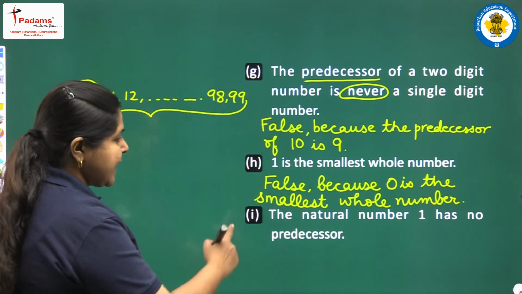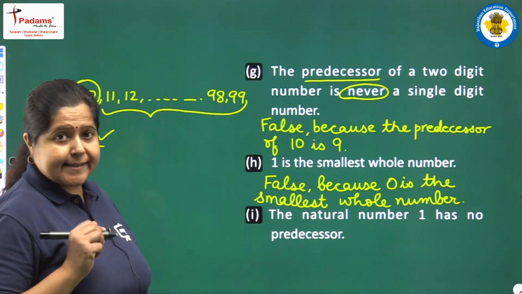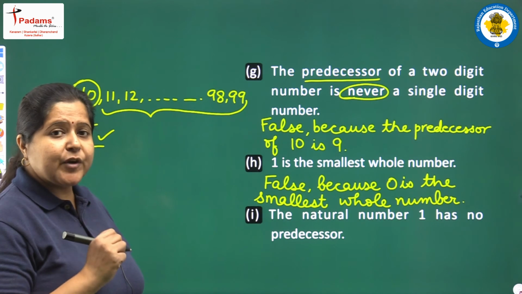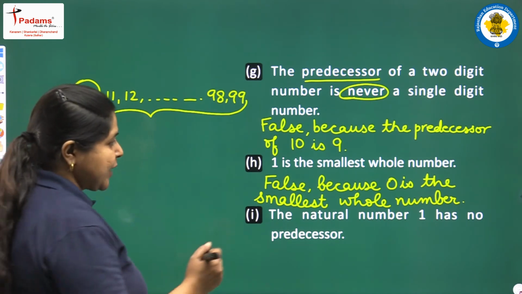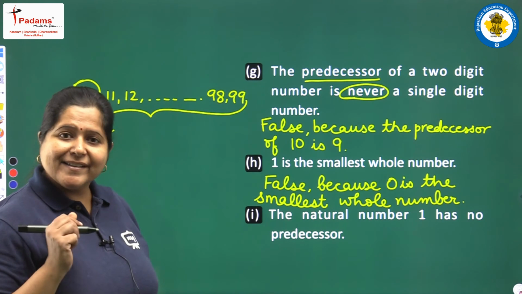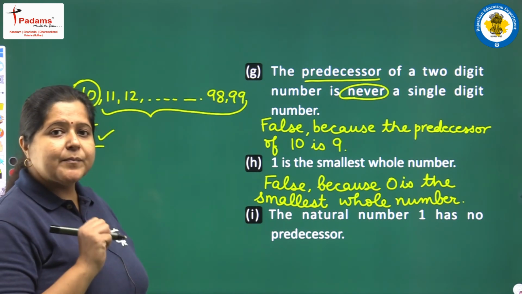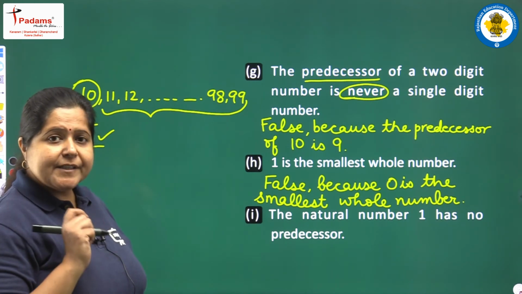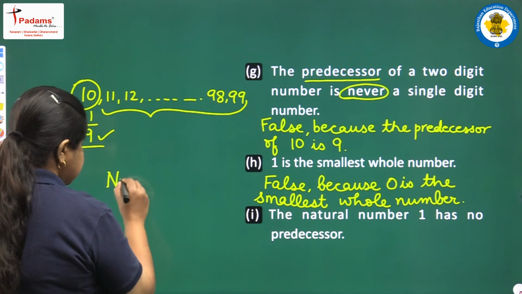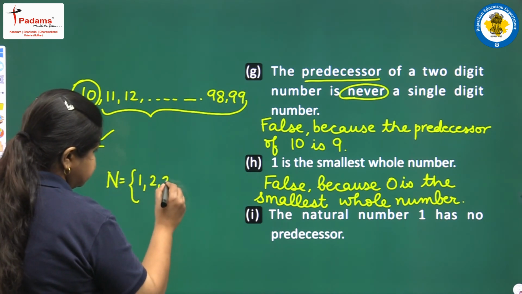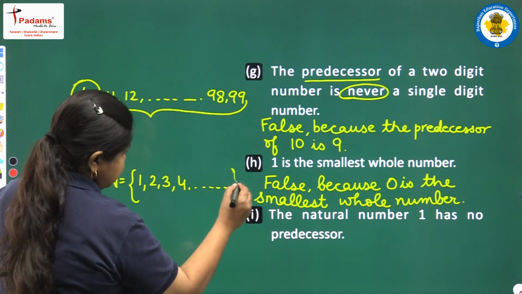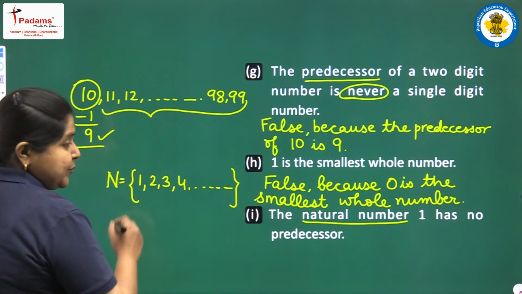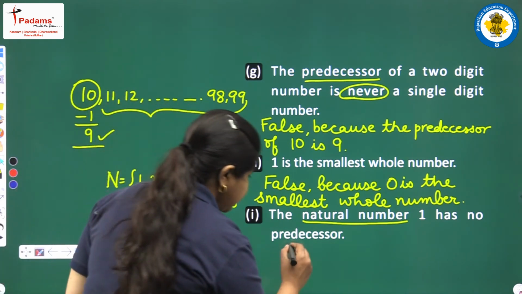Then the next one, the natural number 1 has no predecessor. Now we just discussed that we get the predecessor by subtracting 1 from it, and if we subtract 1 from 1 we are left with 0. So we know that 0 is the predecessor of 1, but in case of natural numbers we don't have 0 in it. The natural numbers start from 1 itself. So in case of natural numbers we don't have any predecessor of 1. So this is a true statement.